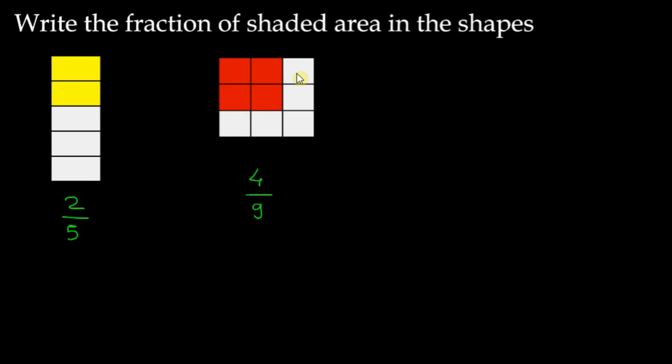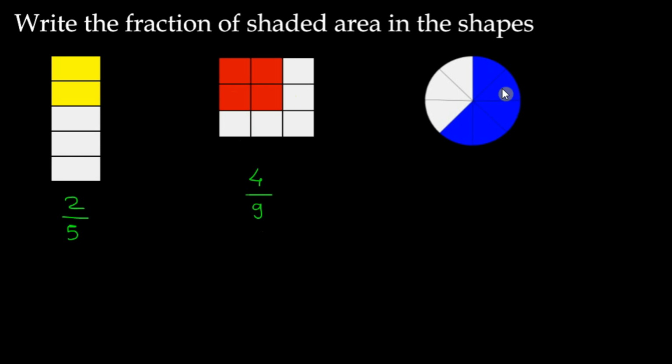Let's do one more. A circle here is divided into 8 equal parts, and 5 out of 8 equal parts are shaded in blue. So I would like you to pause the video and write the fraction for the shaded area. So we will write the fraction as 5 over 8, where 5 shows the number of parts which are colored in blue and 8 shows the total number of equal parts.